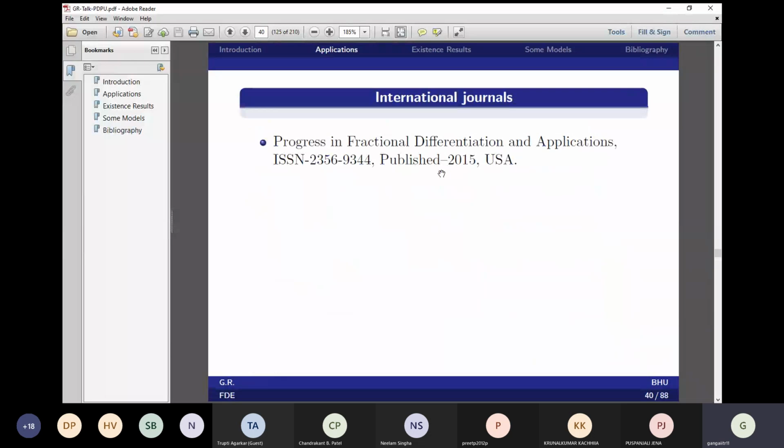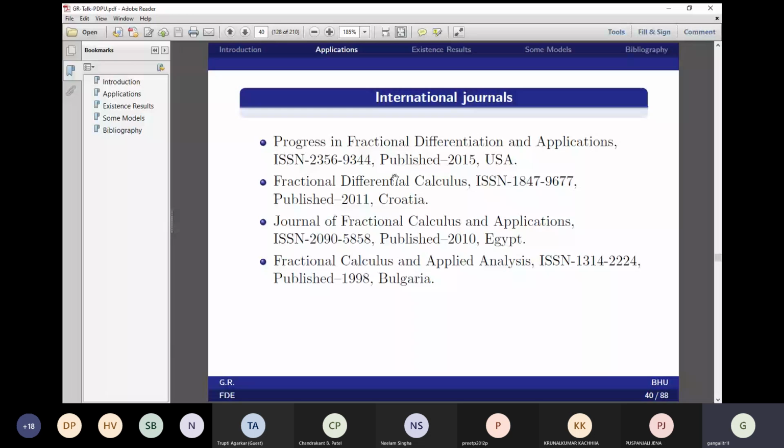So these are some journals of fractional calculus. The first journal is Progress in Fractional Differentiation and Applications, from the USA. The second one is Fractional Differential Calculus, from Croatia. Then the Journal of Fractional Calculus and Applications, and Fractional Calculus and Applications Analysis from Bulgaria. These are very reputed journals, basically the core journals of fractional calculus.